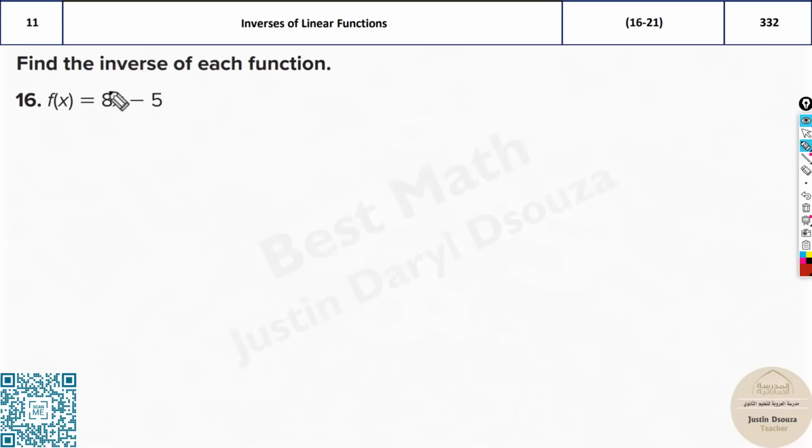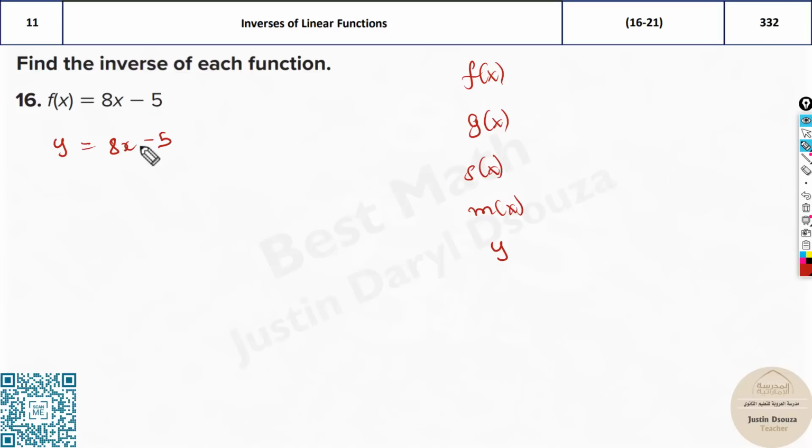We have to find its inverse. You can see f of x is over here. That means the function of x, or y, equals 8x minus 5. Always remember, if you have been given f of x, g of x, s of x, anything like that, this all indicates the y value. They are all the function of x, which is y.